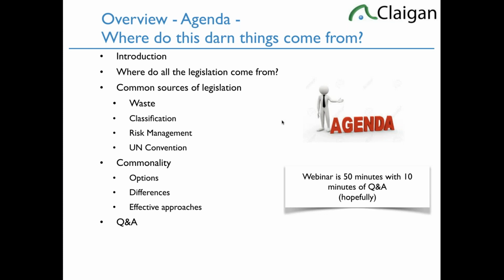But we want to talk about where they really come from to give you a better idea of their progress and sources. And if you understand the sources a lot better, what's going to be regulated and how, to a certain extent, is more understandable. And so that's what we're going to talk about. We're going to talk about the common sources of legislation. We're going to talk about waste, classification, risk management, and UN Convention.